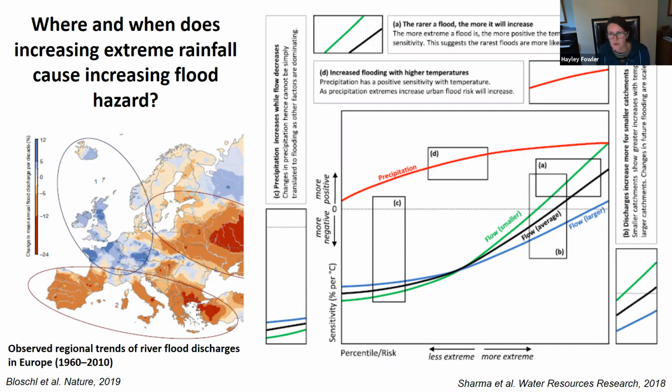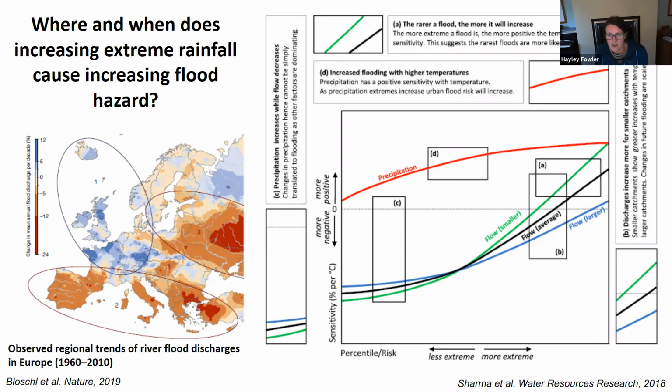And that relates to some of the things that you can see over on the right there, where Ashish Sharma and co-authors published a paper in 2018, really thinking about the relationship between extreme rainfall and flood hazard. And they came to some conclusions from the evidence in the literature that the rarer a flood is, the more it potentially will increase. That discharge increase will be potentially more for smaller catchments, and that's for the reasons I've just talked about previously.